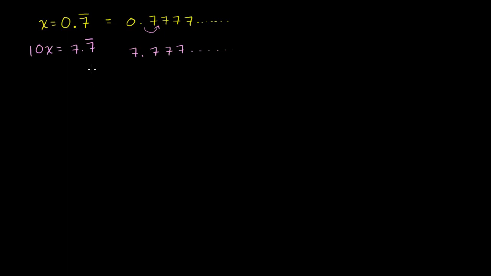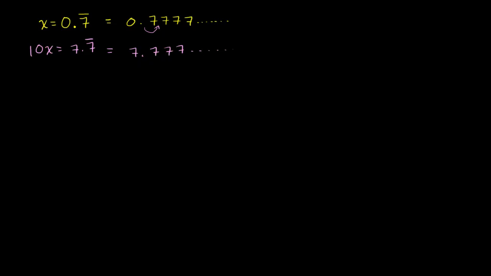Now this is the trick here. So let me make these equal to each other. So we know what x is. x is this 0.777 repeating forever. 10x is this, and this is another repeating thing. Now the way that we can get rid of the repeating decimals is if we subtract x from 10x, right? Because x has all these 0.7777. If you subtract that from 7.77777, then you're just going to be left with 7.